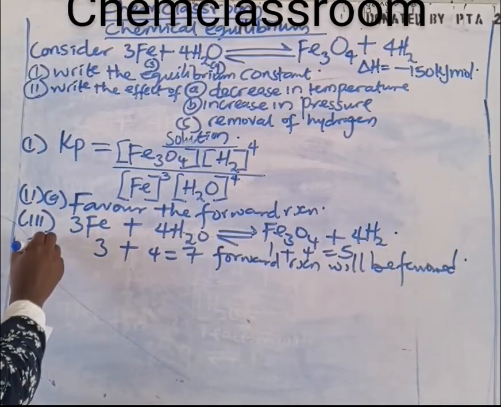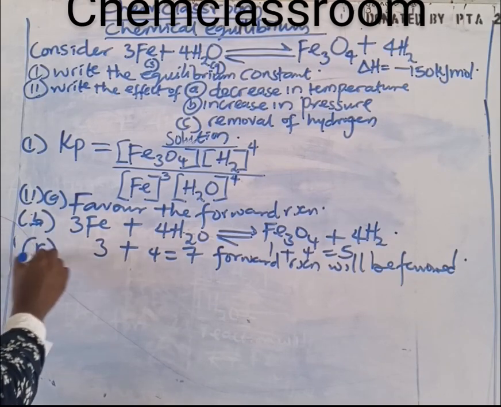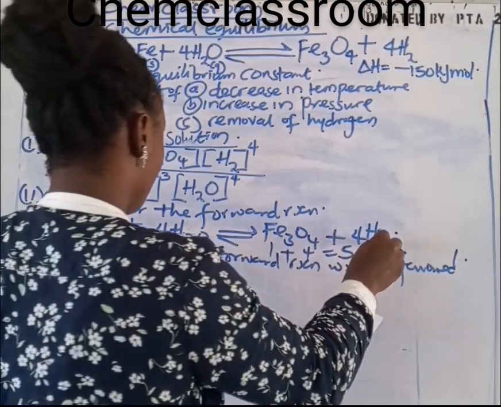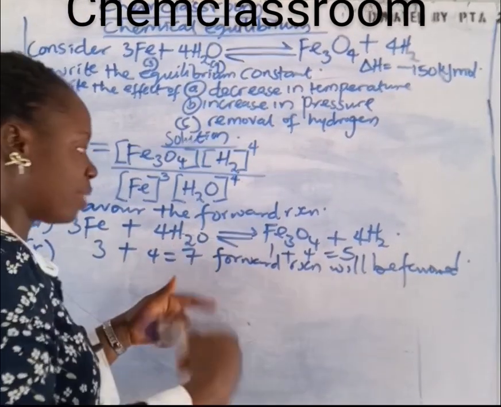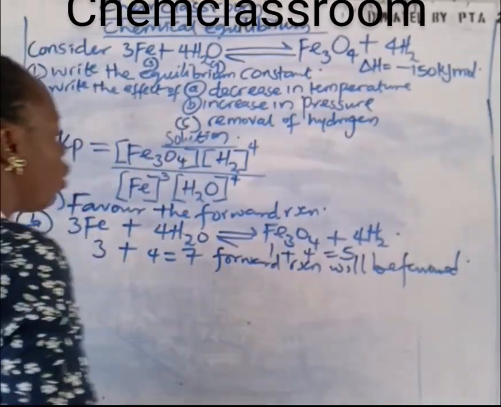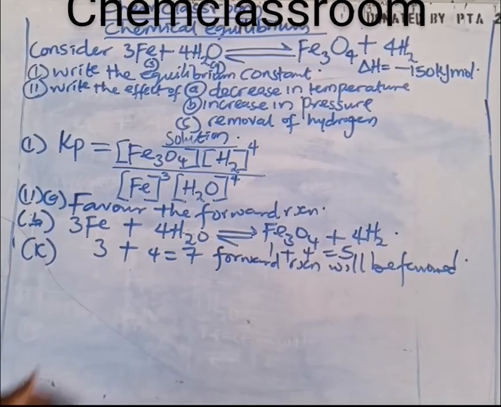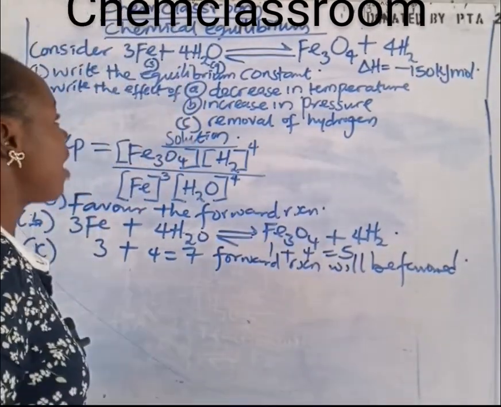So now moving to the last question, it says removal of hydrogen. Now look at the reaction. If hydrogen is being removed here, more of the reactant, which is your iron and your steam, will react together to form more of the products. Okay, so we have been able to solve a practical question for an exothermic reaction.